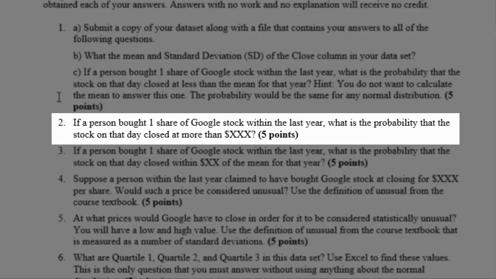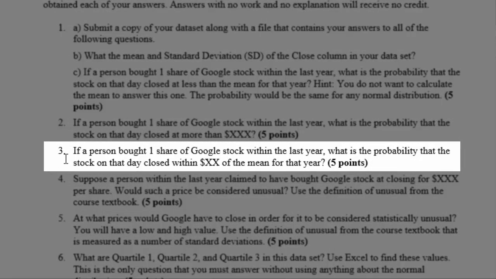Number 2 is where you actually start using the data. We're going to say if a person bought 1 Google stock within the year, what's the probability it closed at more than, and then your project is going to have a number there. We update that number every year, so I'm not putting the number in this video. This makes it easy for me to see if a student copied a previous term's assignment because the numbers change from term to term. Make sure you check what number your project puts in there and give me the probability that Google closed higher than that value.